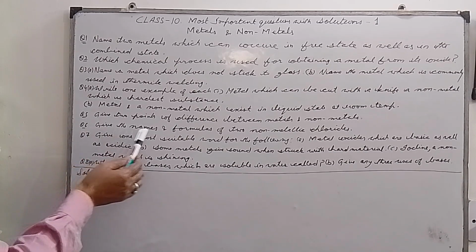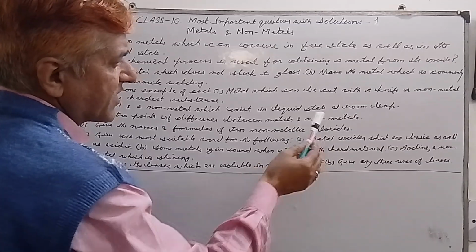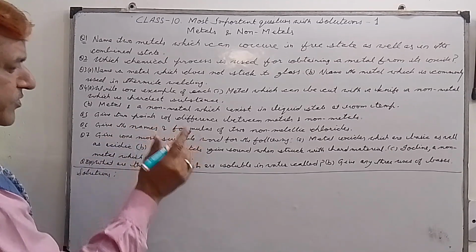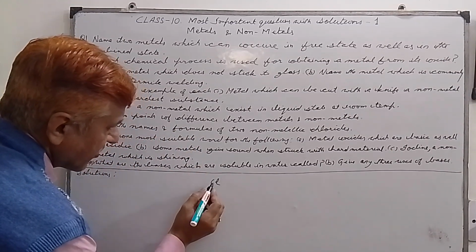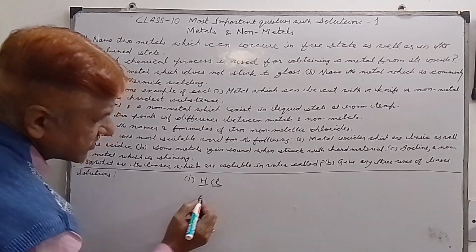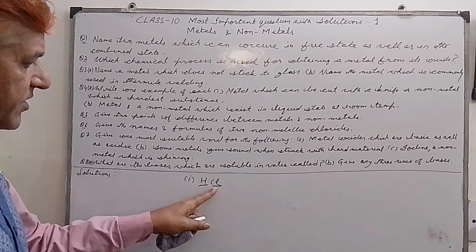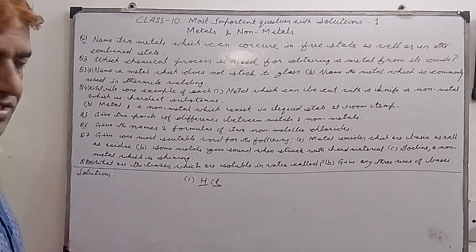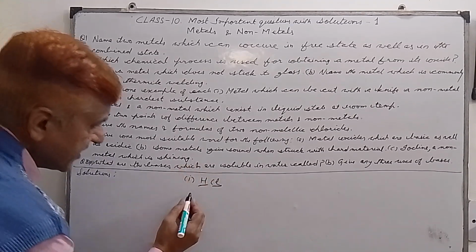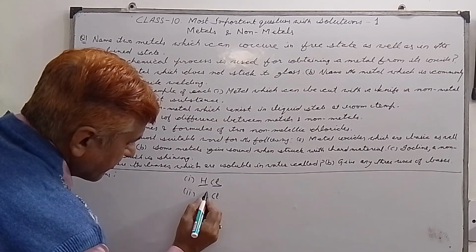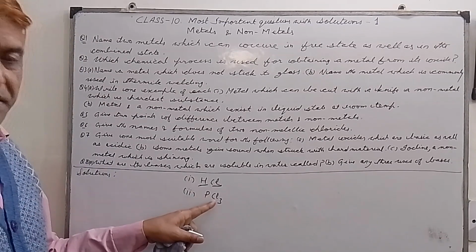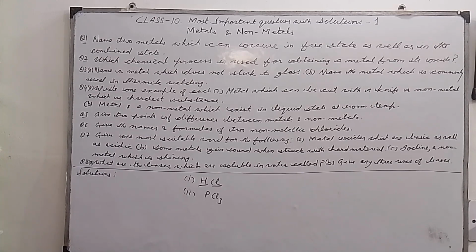Question number 6: give the names and formulas of two non-metallic chlorides. Two non-metal chlorides. For example, HCl. Hydrogen is a non-metal, and this is hydrogen chloride, actually also hydrochloric acid. So the name is hydrochloric acid and the formula is HCl. Similarly, PCl3, phosphorus trichloride. Phosphorus is a non-metal, and this is phosphorus trichloride.